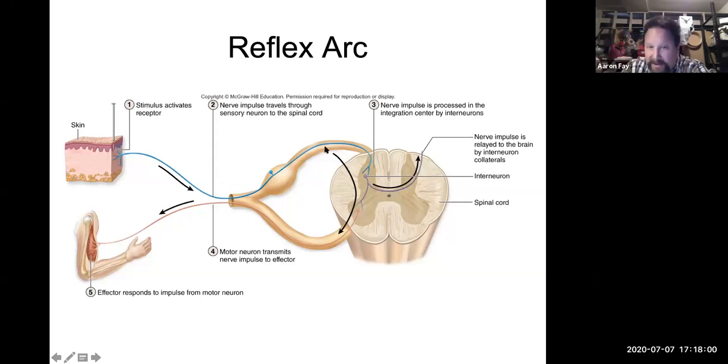Right? That action potential travels down the axon, where in this case, it will have a synapse with an interneuron. This interneuron will interface in between a sensory neuron and a motor neuron. It has two collaterals. One collateral will then synapse on a motor neuron, in this case, in the anterior gray horn, where you find the cell bodies of somatic motor neurons, which control skeletal muscle, right?